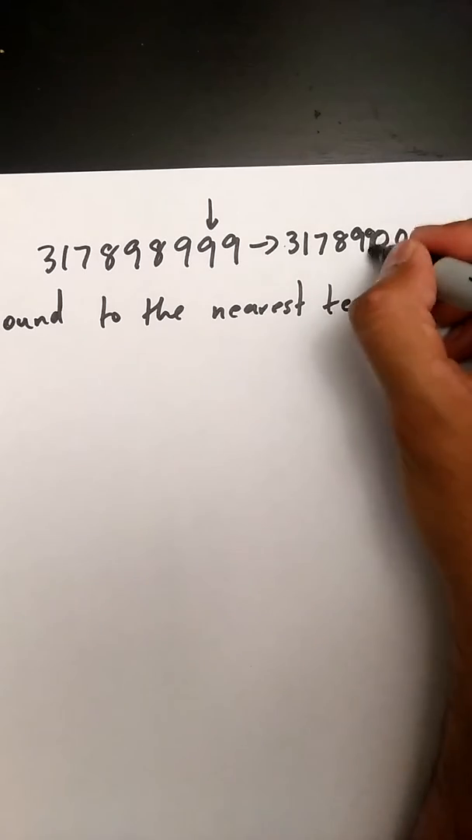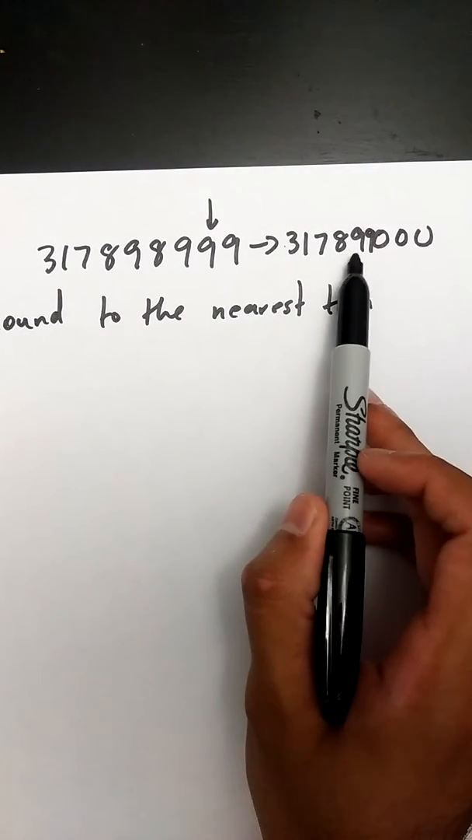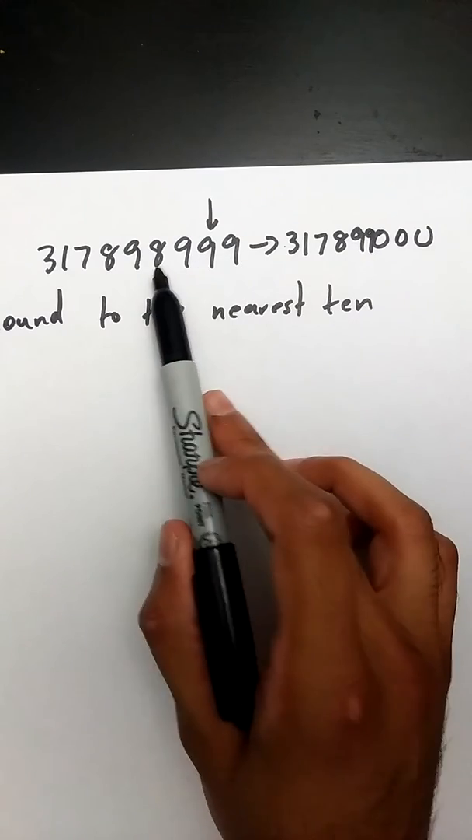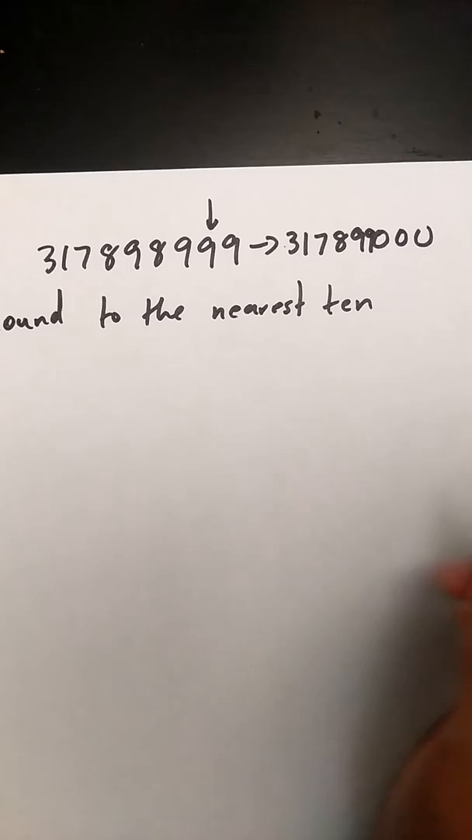Oops, I missed the 9 over there. That number is 317,899. So basically that 8 turned into this 9, and then the rest of the numbers are zeros.